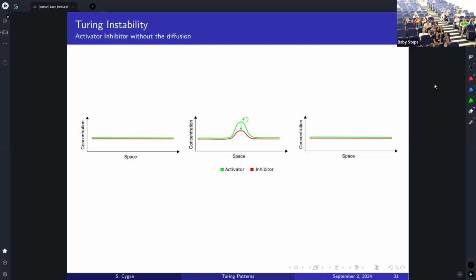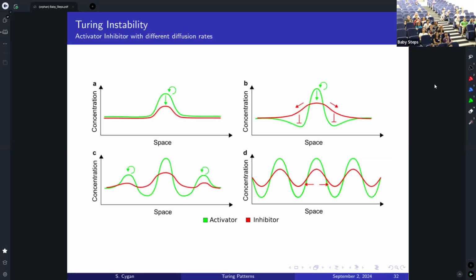And now take a look at the following. We consider the same dynamics, but we also introduce diffusion, with different rates. Now we assume that the activator, the green one, is diffusing really slowly, while the inhibitor is diffusing really fast. And now what happens? We take our constant steady state again and introduce the perturbation of the activator. So we have an increased amount of activator at some point of the domain. It stimulates the inhibitor to be produced.